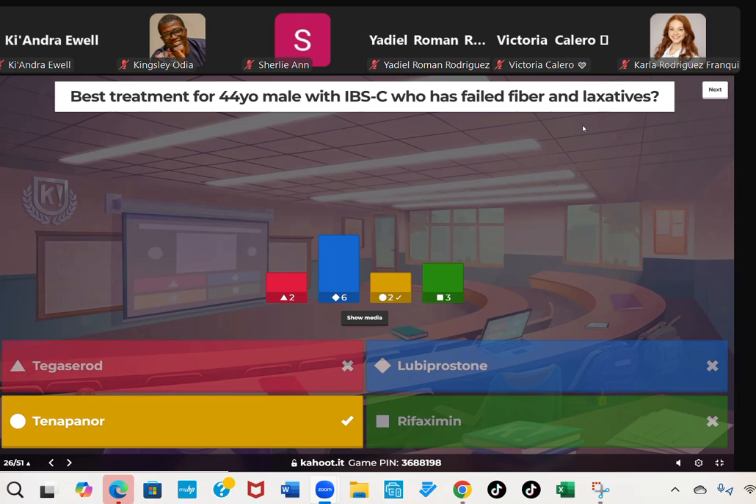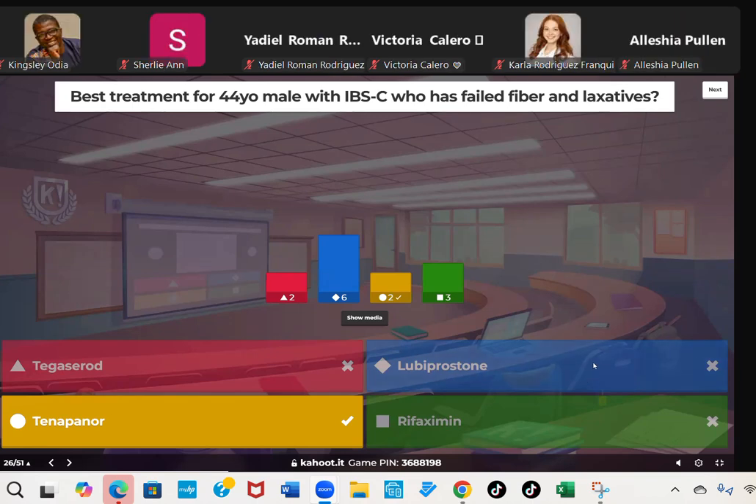Lubiprostone. Anybody want to tell me what we talked about with lubiprostone? For females, so patients who are assigned female at birth. So we can't use that. Tenapanor is approved for people who are assigned male and female at birth, so this would be the best choice because it's for IBS-C. Rifaximin, we already used it to treat somebody with IBS-D earlier, so it's not going to help with IBS-C.